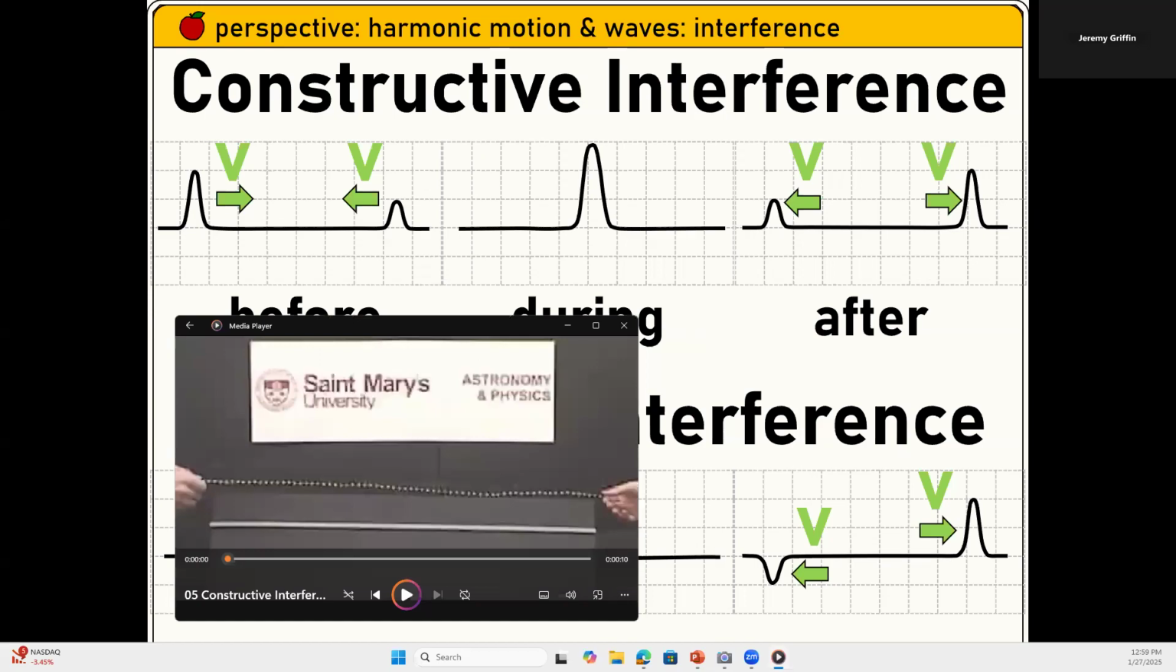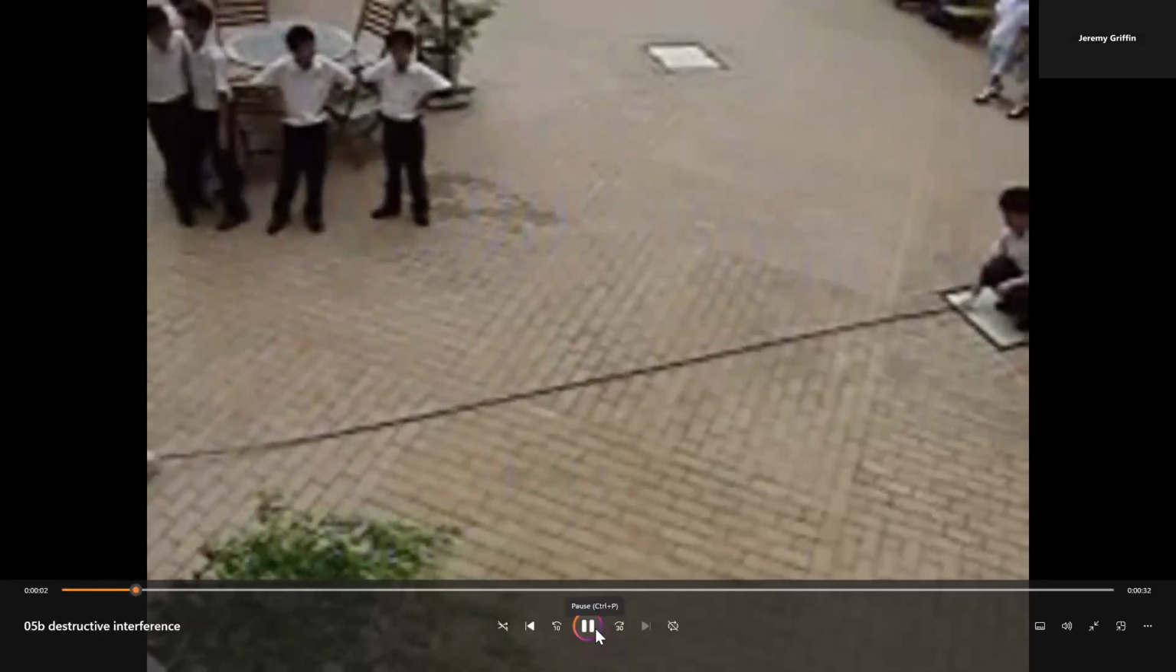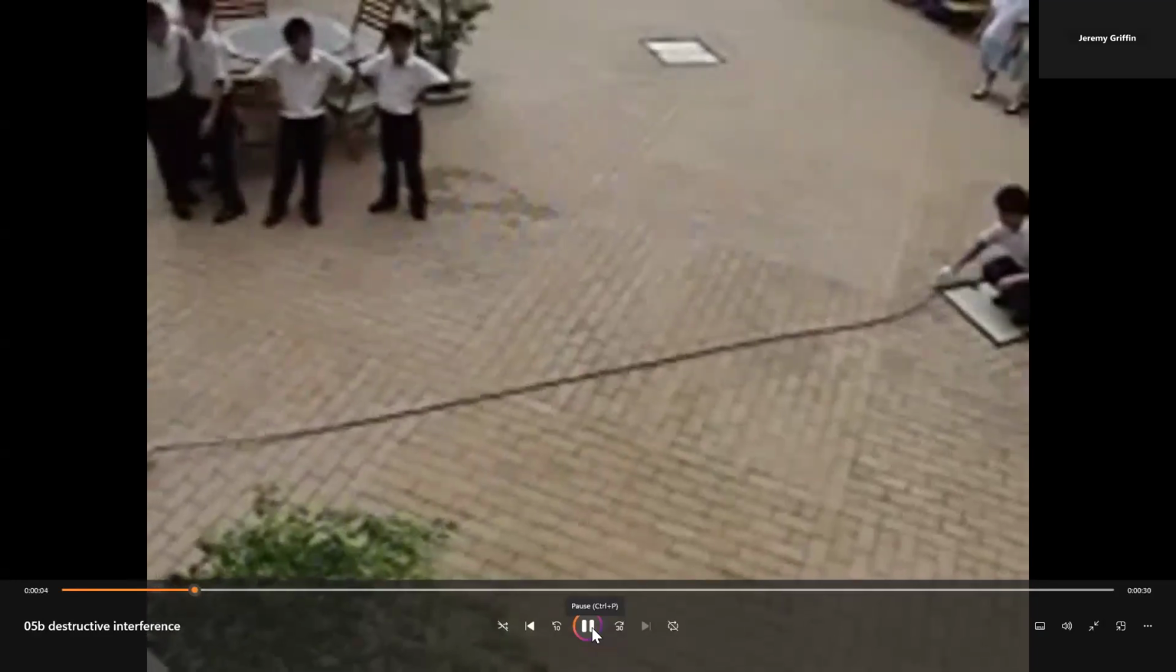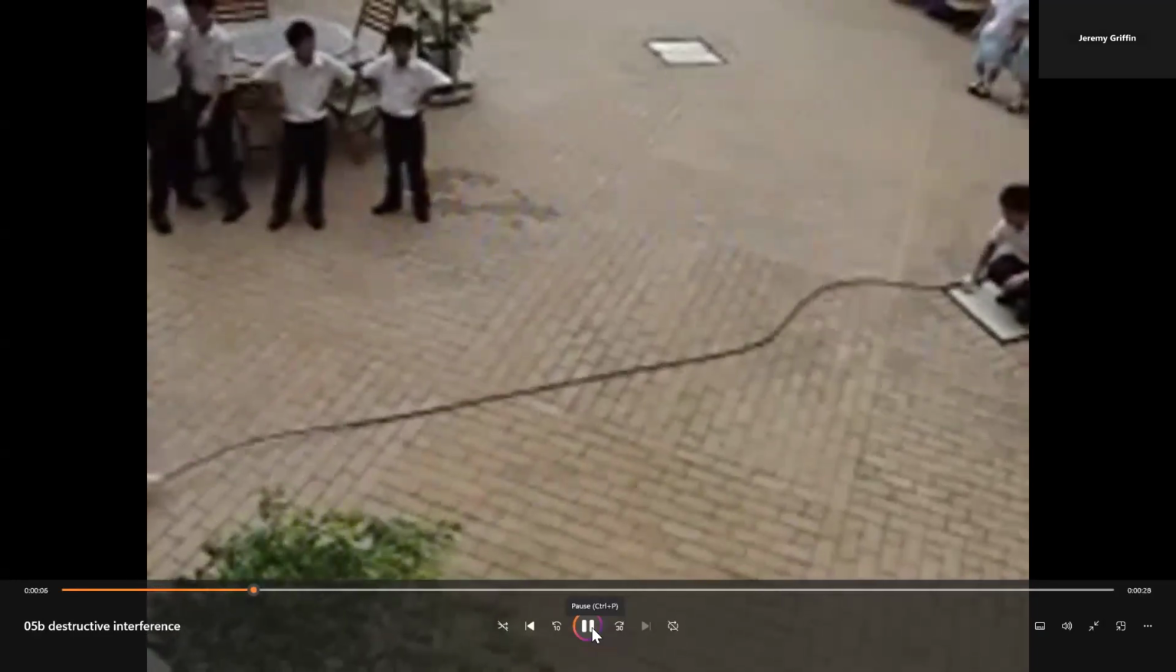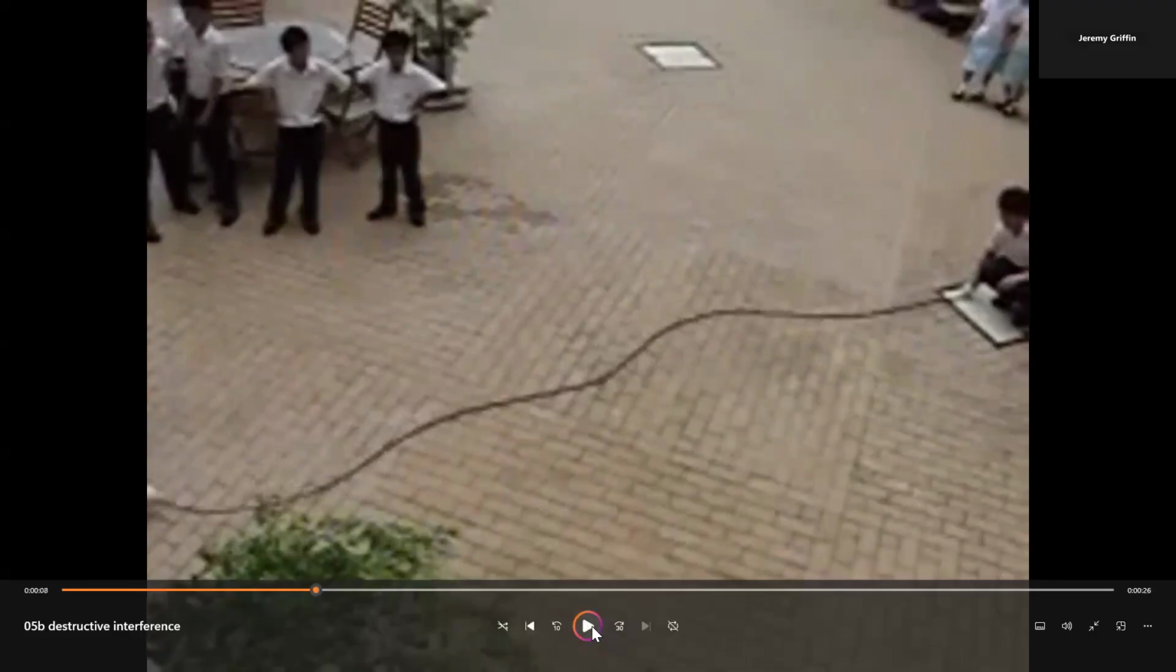Let me find destructive. Okay, now there's a lot going on in this one. Do you see this rope right here? I might pause this a few times and go back and replay it. I see a couple of pulses. Do you see a positive pulse and a negative pulse headed towards each other? What do you think is going to happen when those two pulses cross over each other? Let's see.